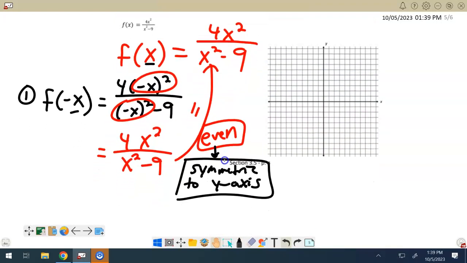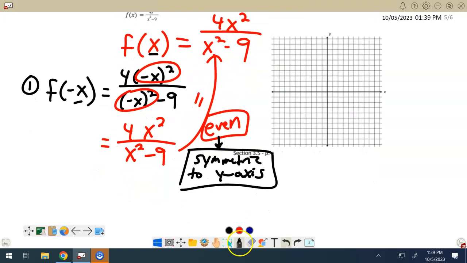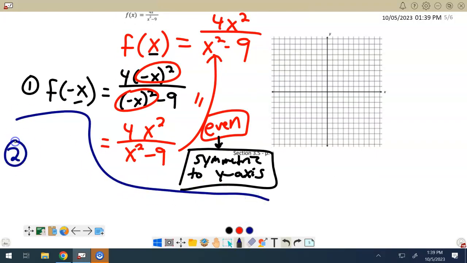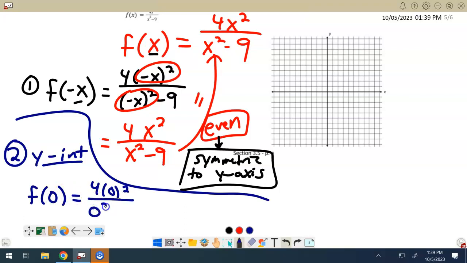Step 2, we want to find the y-intercept. That's what it listed for us next. So step 2, we're going to find the y-intercept, if there is one, and in this case there is, and we're going to find that by plugging in 0 for x. So we'll get 4 times 0 squared over 0 squared minus 9. That's going to give me 0 divided by negative 9, which is going to give me 0. So the y-intercept is at 0, 0.